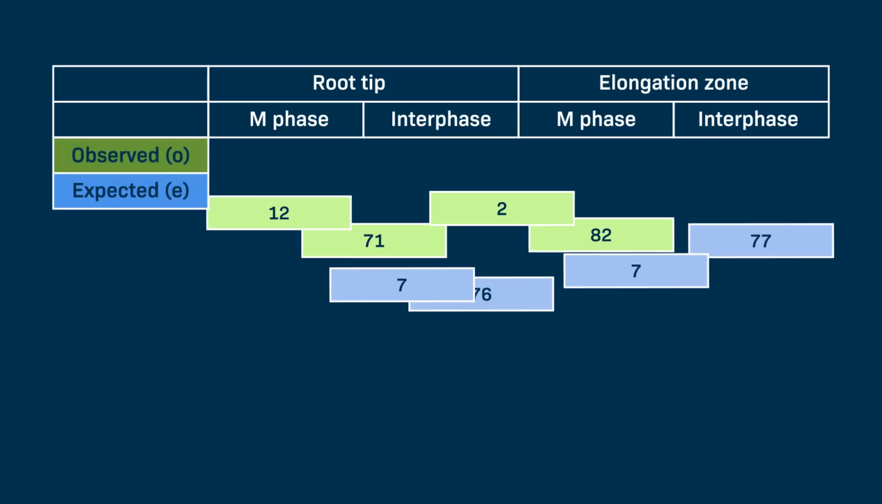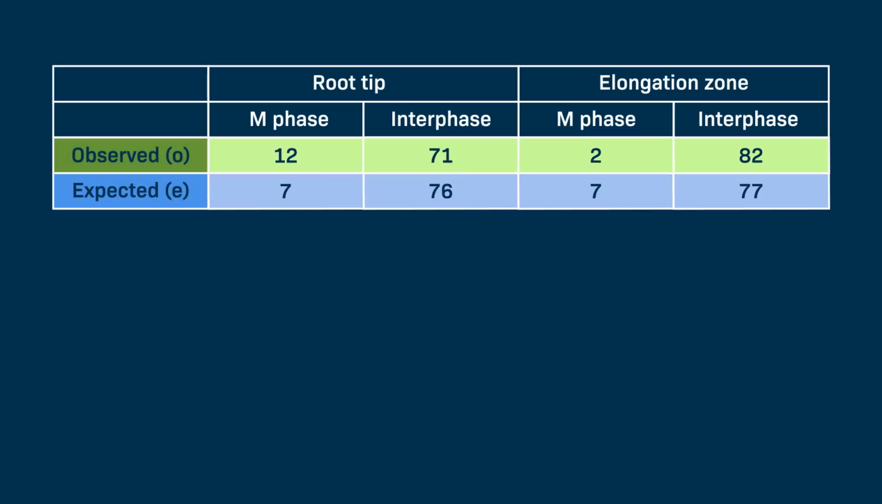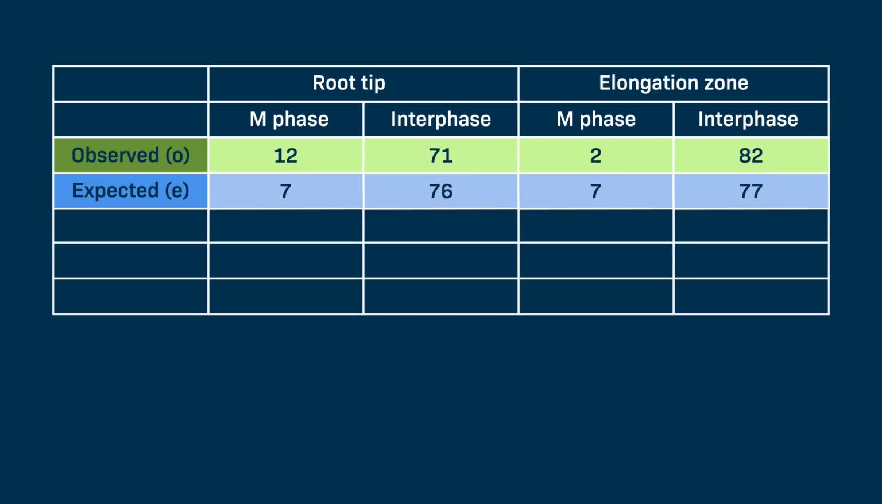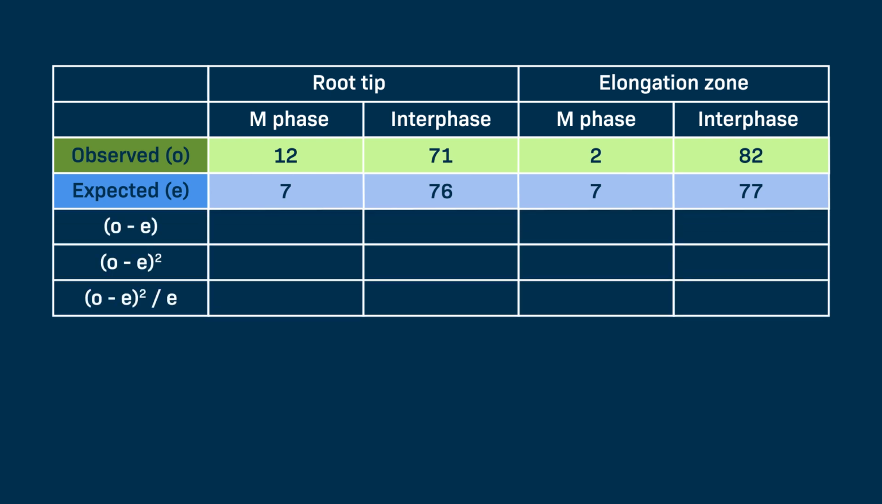Let's make another table to keep track of it all, with observed and expected values for each pair of variables. Below, we'll add some rows for each step of the chi-squared calculation so that we can fill them in as we go through all the variable pairs. Note that observed is abbreviated to O and expected is abbreviated to E.